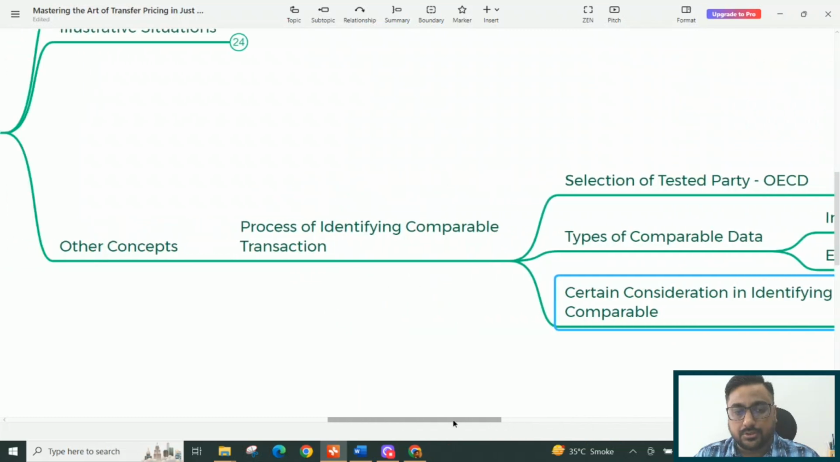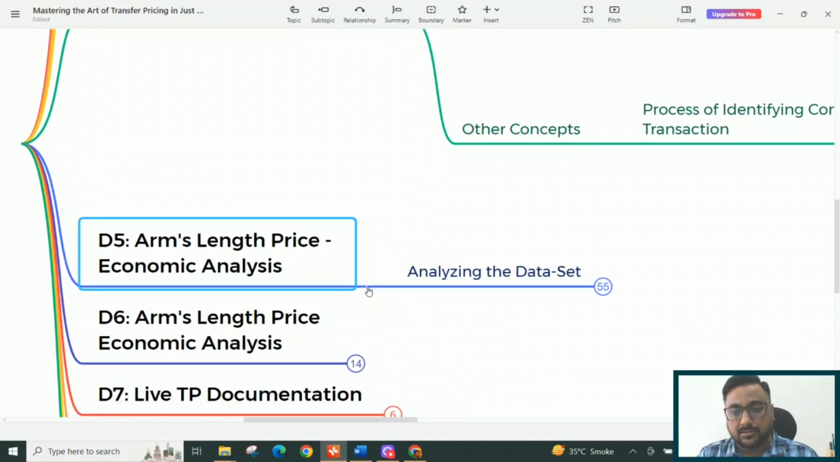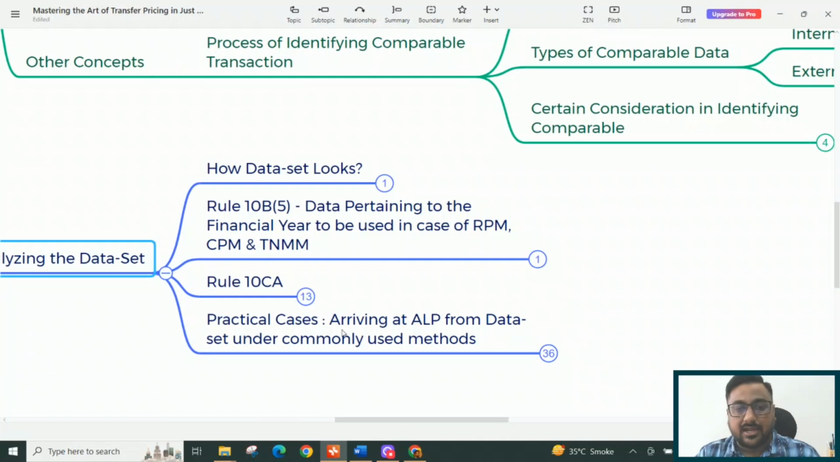I hope this day 4 clarifies all your theoretical and practical aspects. From tomorrow, day 5, I'll show you the part where we are going to analyze the data set. Our discussion tomorrow will be on the data set aspects: what the data set is, how it will look, and how you should arrive at the data set under various methodologies. I'll discuss all such things tomorrow.